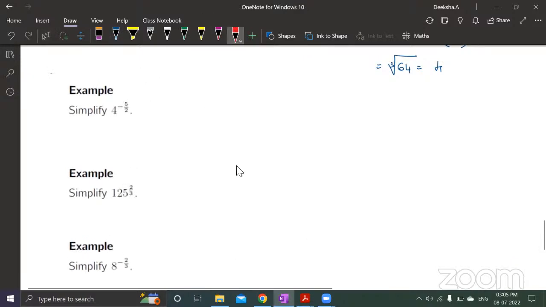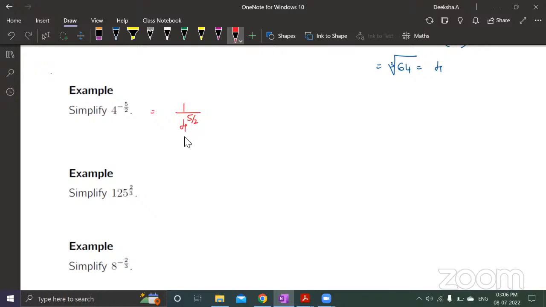So let me quickly solve these things. Just observe. We have 4 power minus 5 by 2. First, let us remove the negative power. So it becomes 1 by 4 power 5 by 2. We cannot reverse the power. If I have to write 5 by 2 as 2 by 5, I need to take it to the other side. Here I'm just removing the negative power, for which I take it from numerator to denominator. So 4 power minus 5 by 2 becomes 1 by 4 power plus 5 by 2.